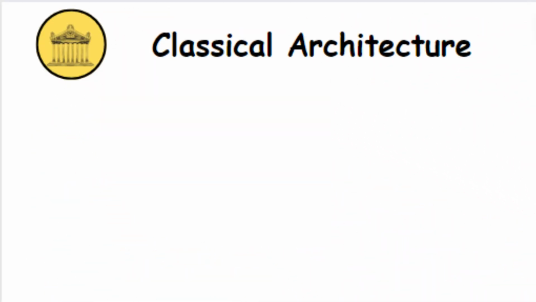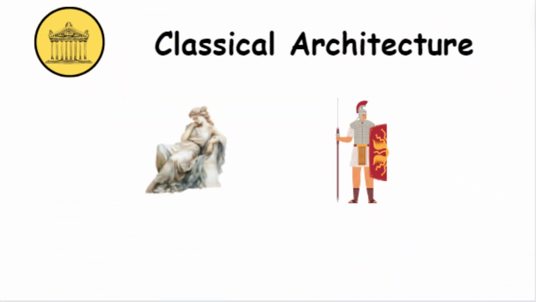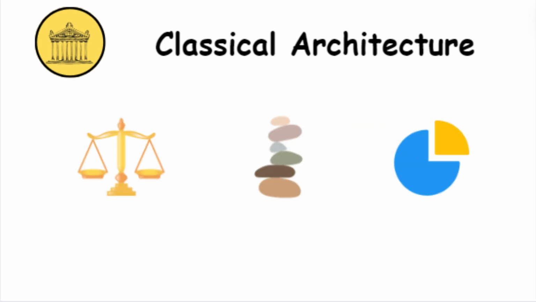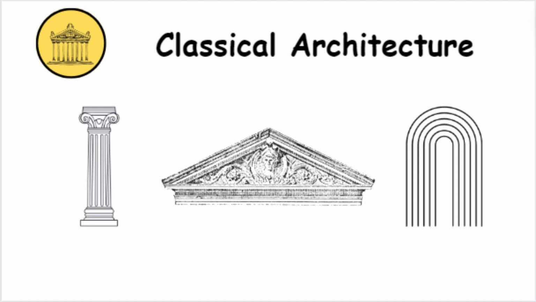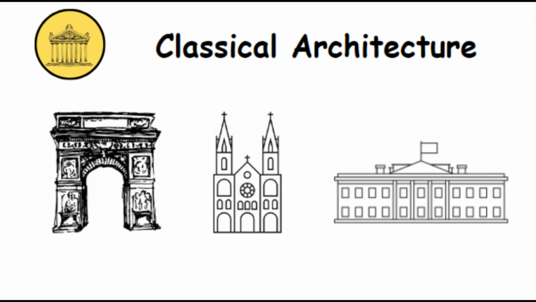Classical architecture. Rooted in the principles of ancient Greek and Roman architecture, classical architecture is characterized by a sense of balance, harmony, and proportion. Key features include columns, pediments, arches, and domes. Buildings in this style often exhibit symmetry and clarity of form, with a focus on creating grand and monumental structures such as temples, palaces, and government buildings.